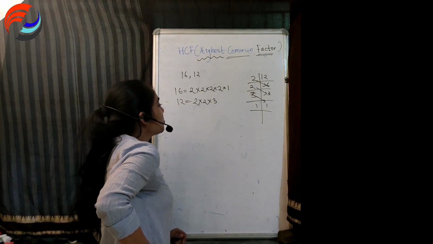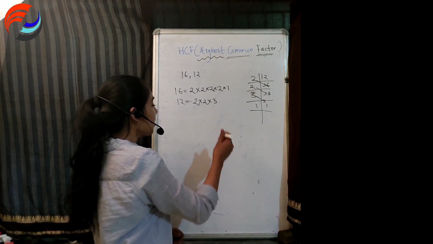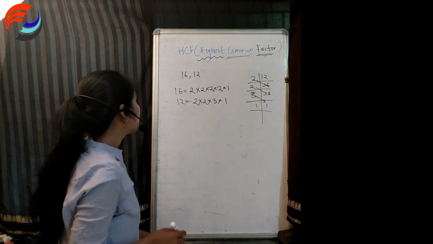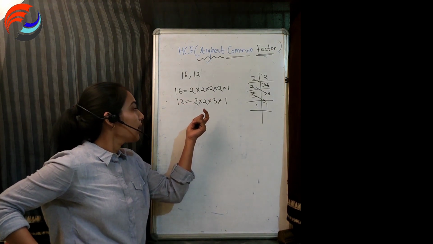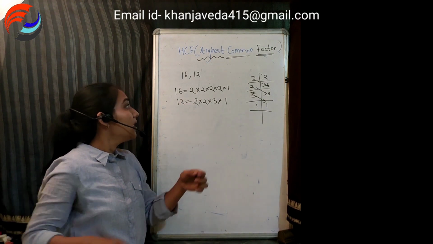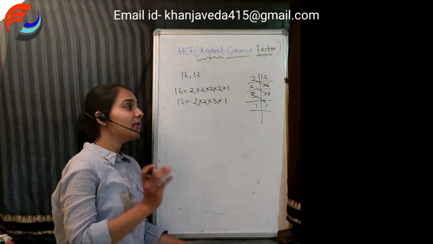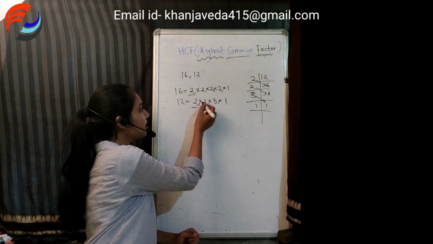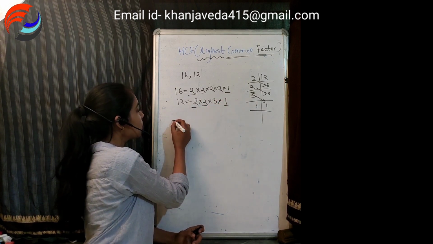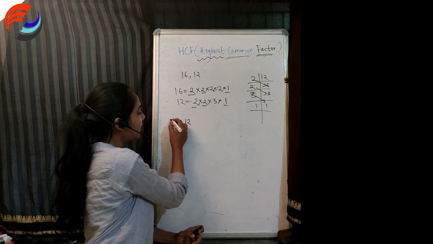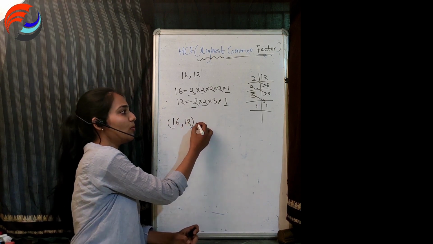So what did we find out? We first found the factors. Now we have to find the common ones. 2 is here, and 2 is here. Now 1 is here also. So the HCF of 16 and 12 can be represented in a round bracket.